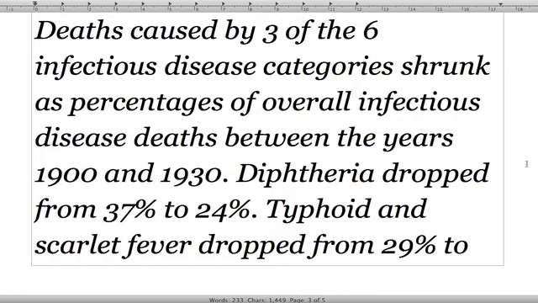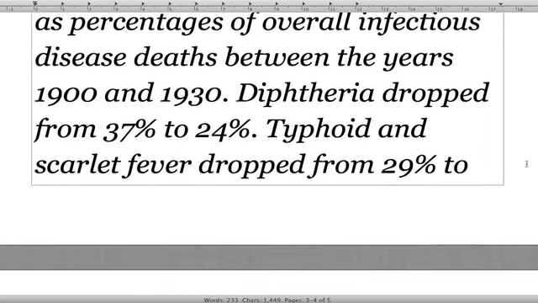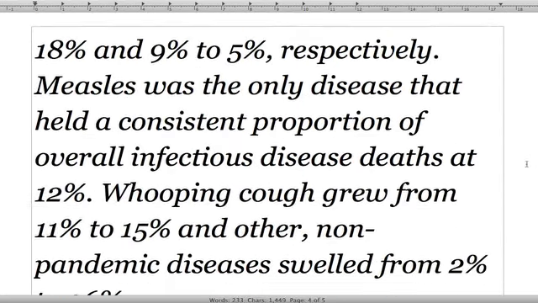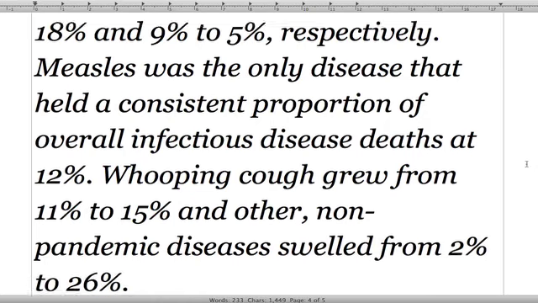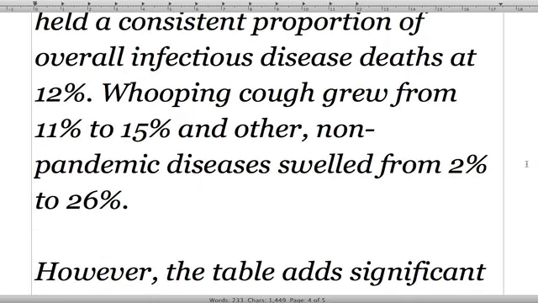Diphtheria dropped from 37% to 24%. Typhoid and scarlet fever dropped from 29% to 18% and 9% to 5% respectively. Measles was the only disease that held a consistent proportion of overall infectious disease deaths at 12%. Whooping cough grew from 11% to 15%, and other non-pandemic diseases swelled from 2% to 26%.